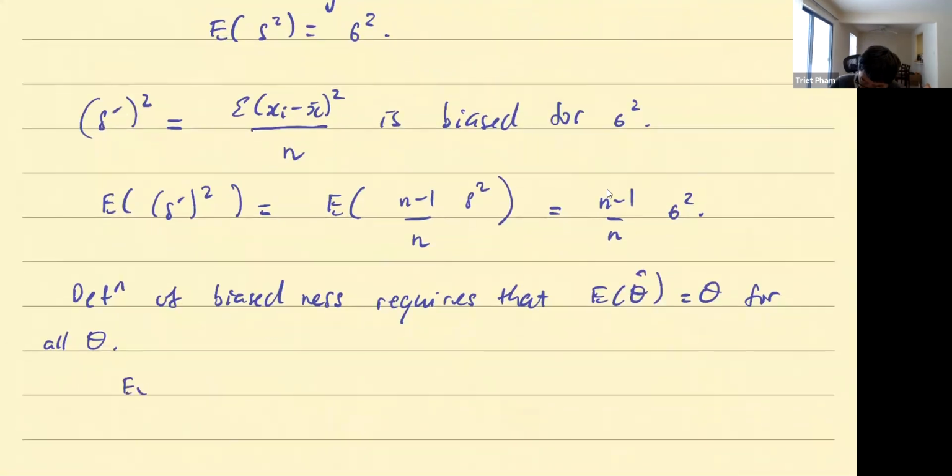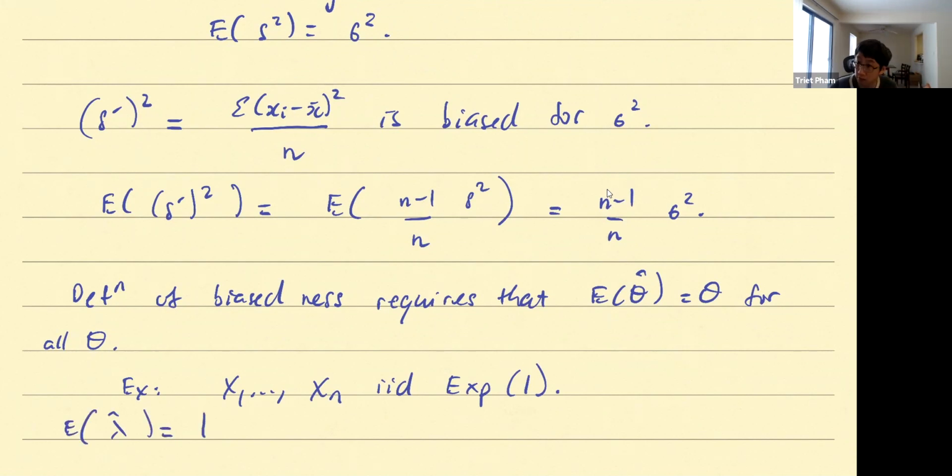So let's say you have x1 up to xn, IID exponential 1. Okay, exponential 1. And let's say you come up with some lambda hat such that the expectation of lambda hat is equal to 1. But in general, the expectation of lambda hat is not equal to lambda. You understand what I'm trying to say?